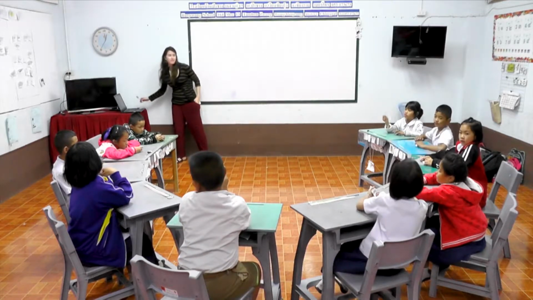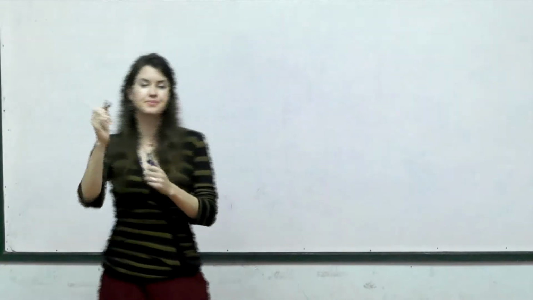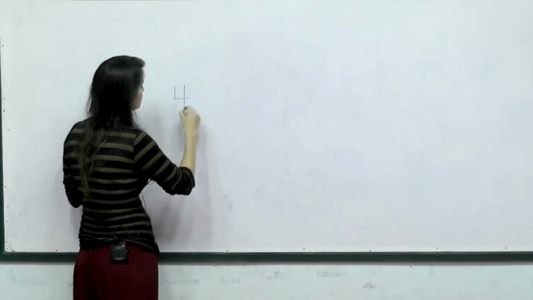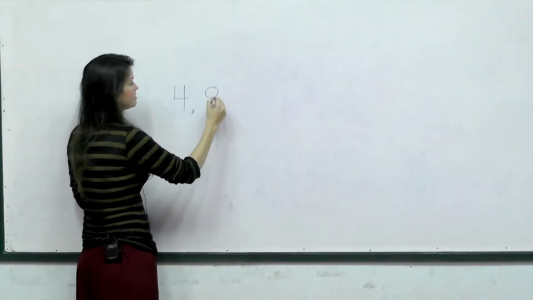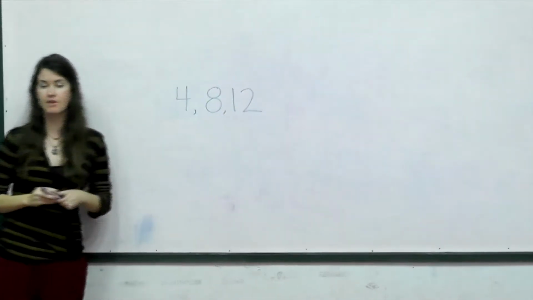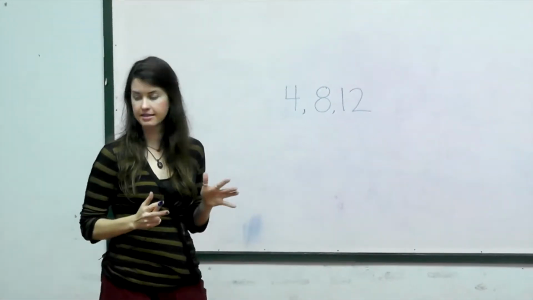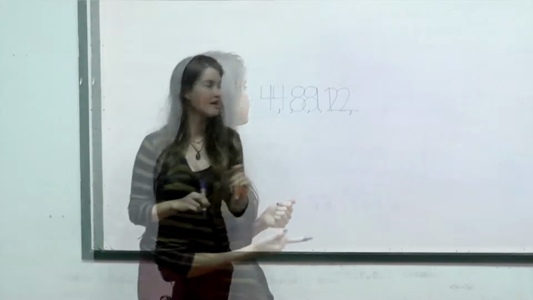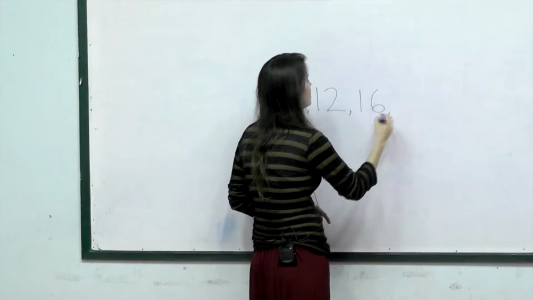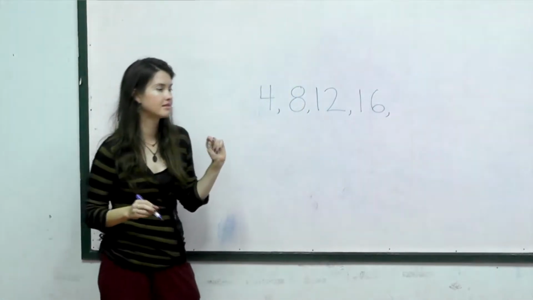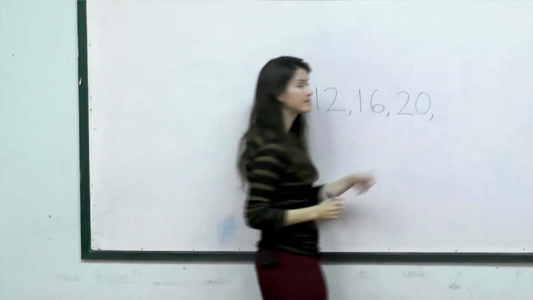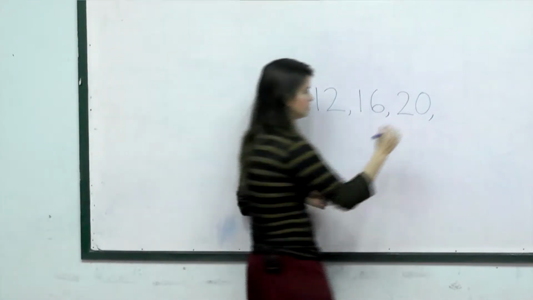First thing you're going to do is pick up your pencil and let's write out some numbers. Let's do 4, 8, 12. Yep, you can write these on your paper. 4, 8, 12. What number is next? 16. What are we counting by? 4. What number is next? 20. That's cool. What number is next? 24.